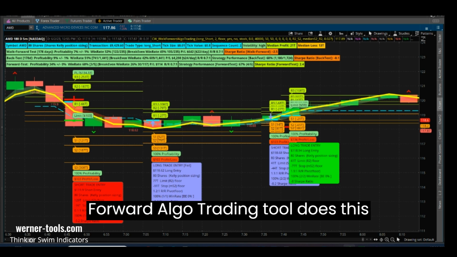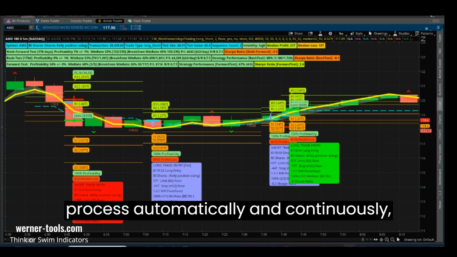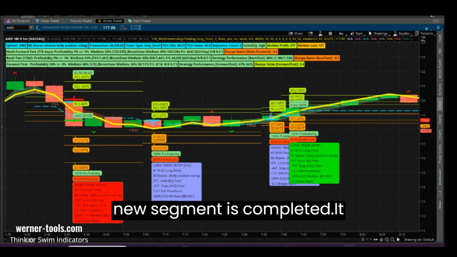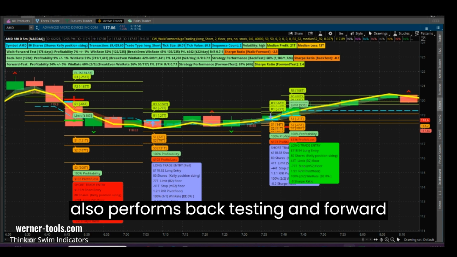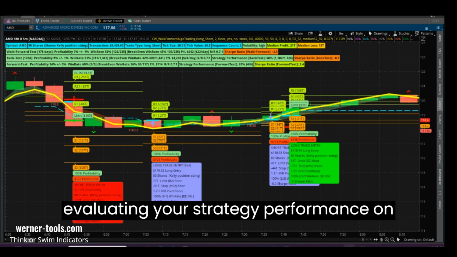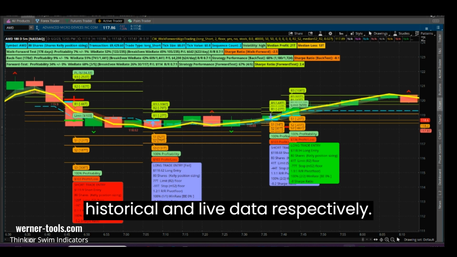The Walk-Forward Algo Trading tool does this process automatically and continuously, giving you updated results every time a new segment is completed. It also performs backtesting and forward testing, which are two other methods of evaluating your strategy performance on historical and live data respectively.